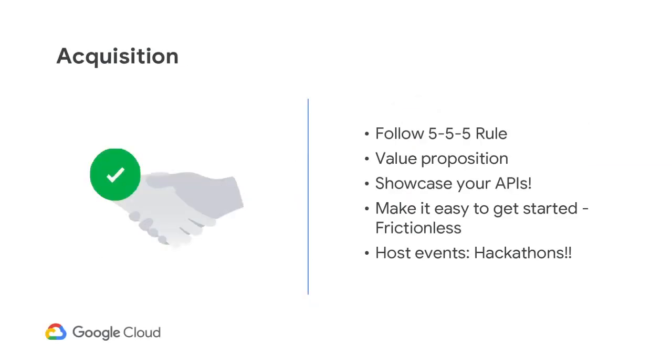Follow the 5-5-5 rule for developer acquisition. That is, you want to grab their attention in the first 5 seconds, build interest in the next 5 seconds, build a case in the next 5 minutes. Grab their attention by making your storefront visually stunning. Create an API catalog with thorough documentation, making it easy to understand.